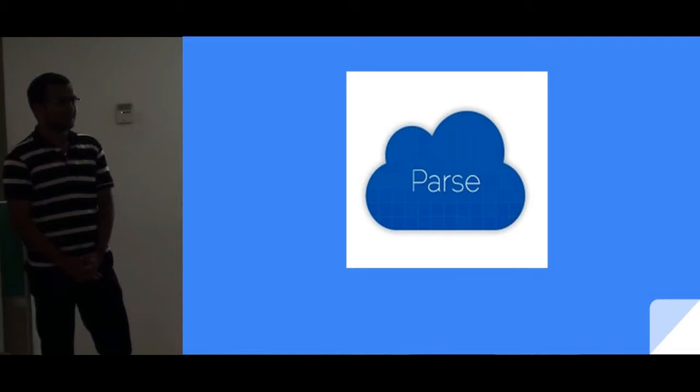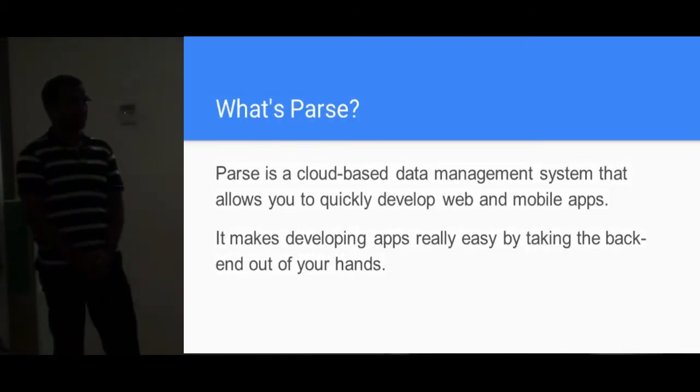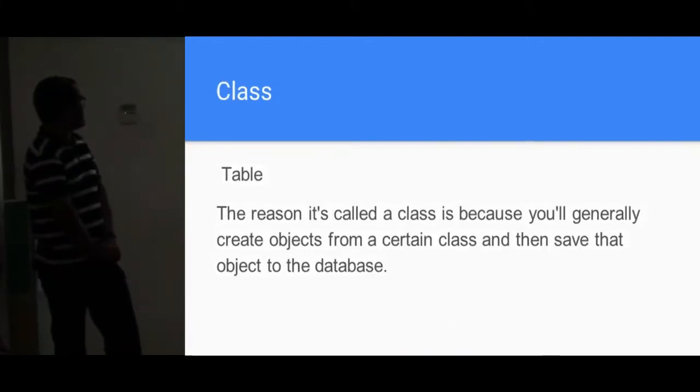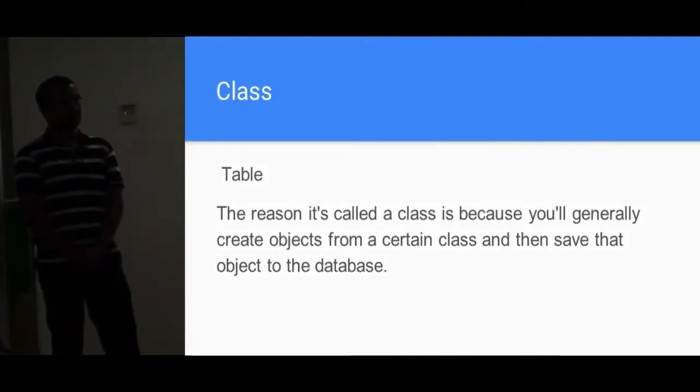Parse is the technology that makes developing web and mobile applications easier. It lets you store, synchronize, and push data in the cloud without writing a single line of server-side code. Parse is actually a cloud-based data management system which allows you to develop your mobile and web applications in the cloud. Parse is nothing but a table which is used to store data in a database. Parse is a no-schema database.